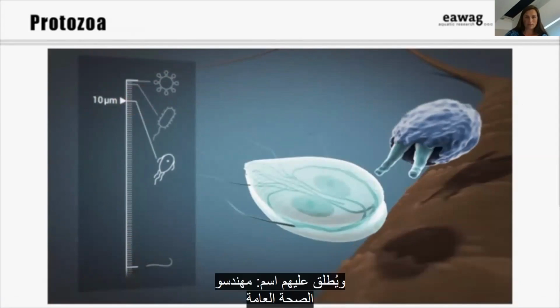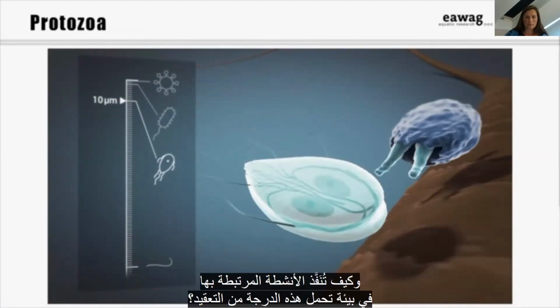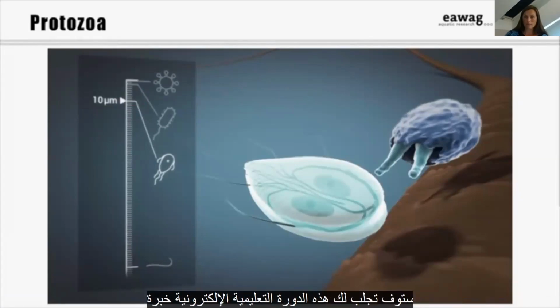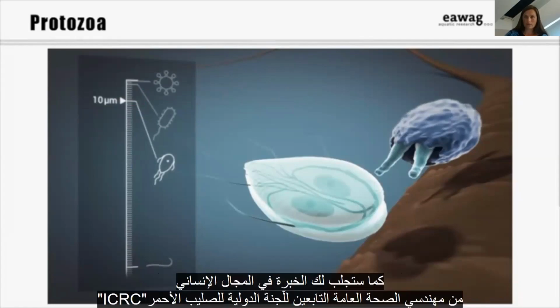Protozoa are one-celled eukaryotes. That means that their cell has a nucleus, unlike prokaryotic cells, such as bacteria. Some protozoa can form an egg-like cyst to survive harsh conditions, such as exposure to extreme temperature, chemicals, or long periods without water or food.